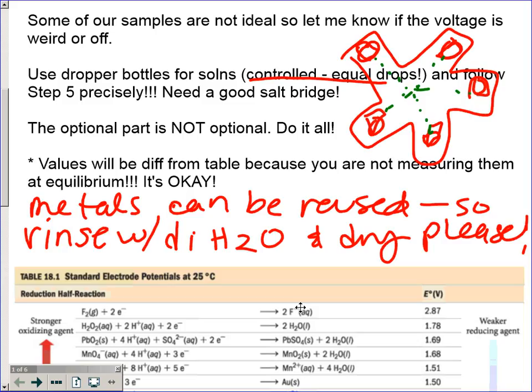Everybody got steel wool? Alright, I'm closing up the middle one.